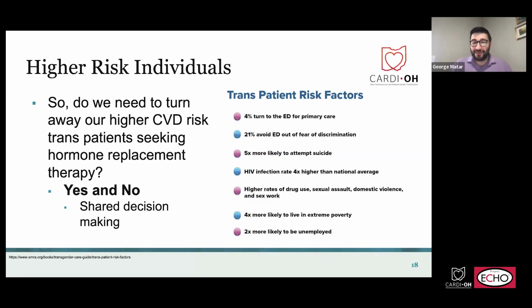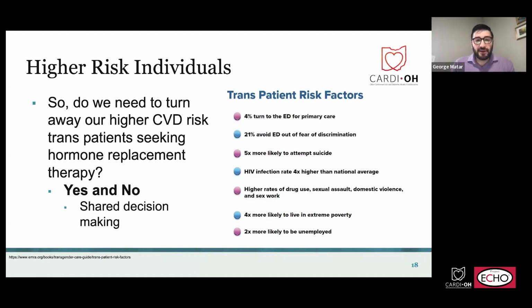So this is where that health equity component comes in. 21% of trans patients avoid going to the emergency room out of fear of discrimination. They're 5 times more likely to attempt suicide. They have a much higher HIV infection rate than the national average and regular population. Higher rates of drug use, sexual assault, domestic violence, and they're much more likely to have extreme poverty and be unemployed.